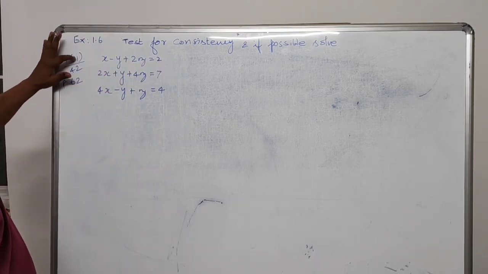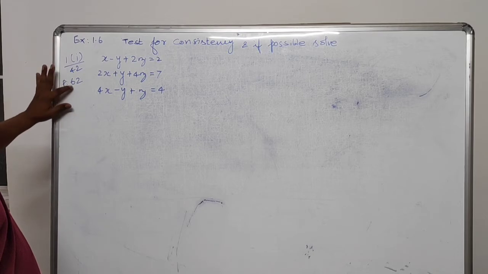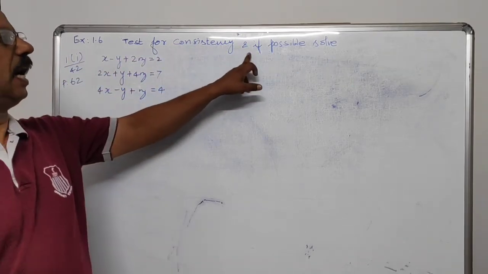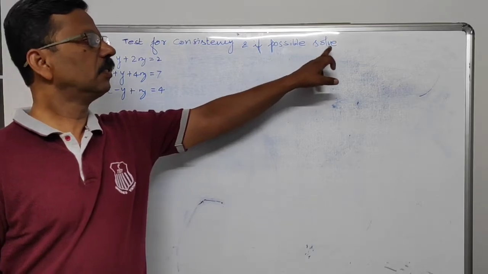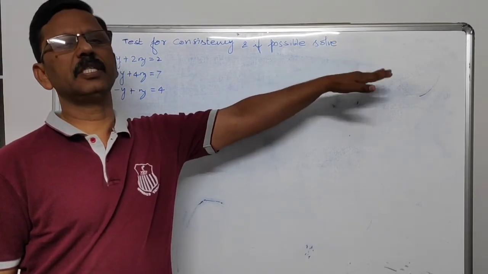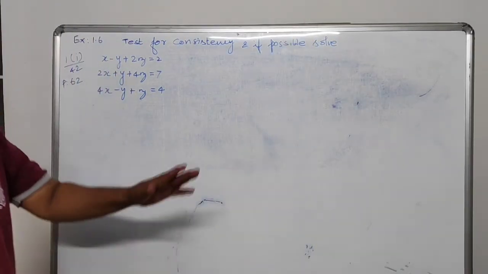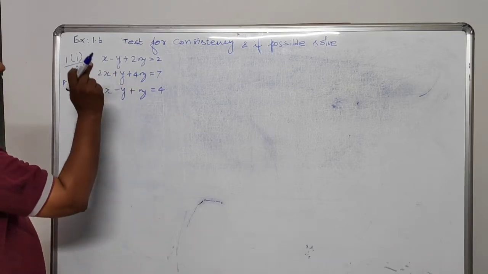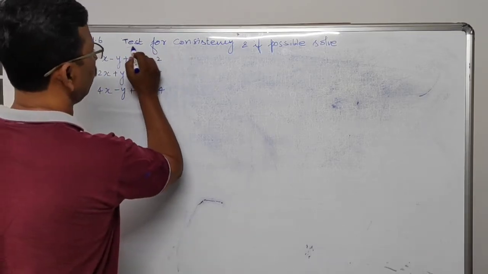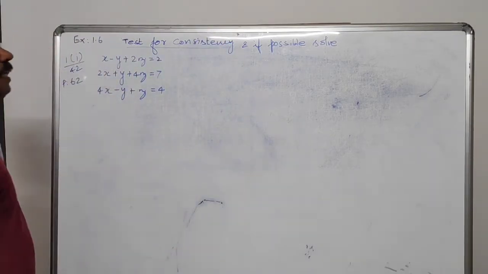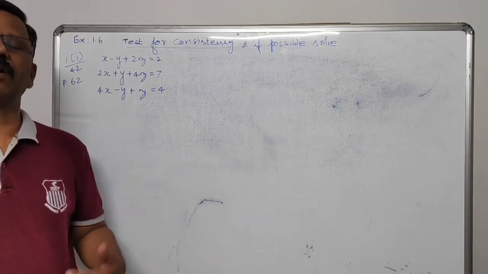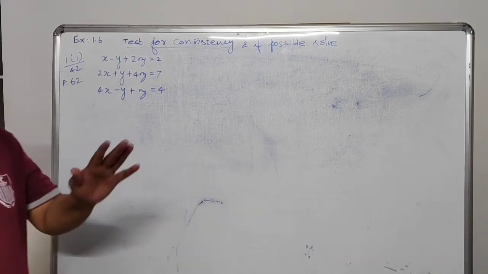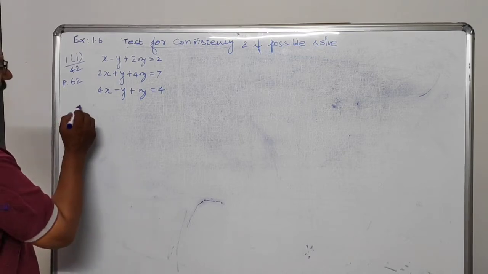First problem, first submission, page number 42 in our material 62. The question is: test for the consistency and if possible solve the system of equations by rank method. This is the question given. Now these are the three equations given. Whenever you want to check the consistency, first of all you have to check the rank of A and the rank of AB. AB means augmented matrix. Therefore first we find the augmented matrix.